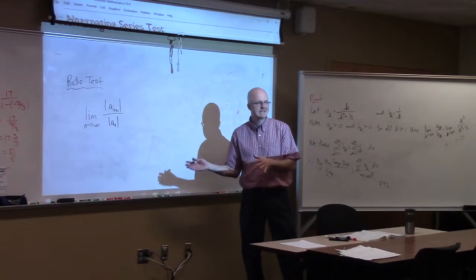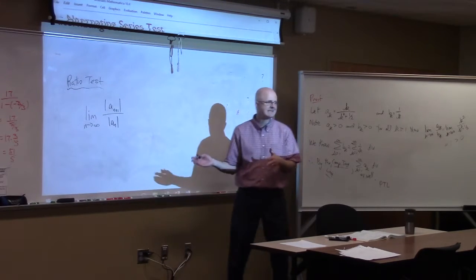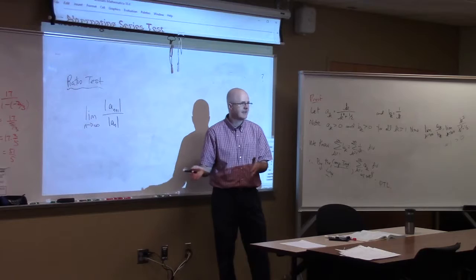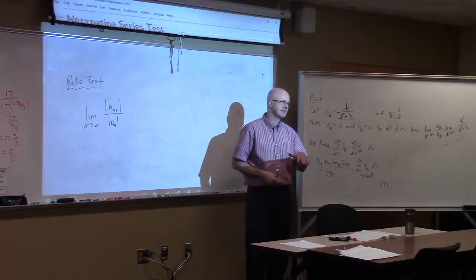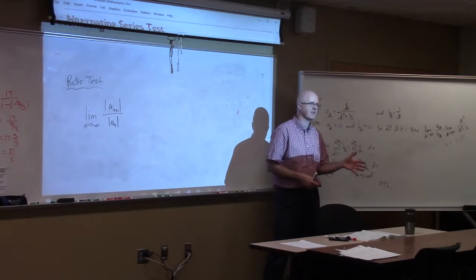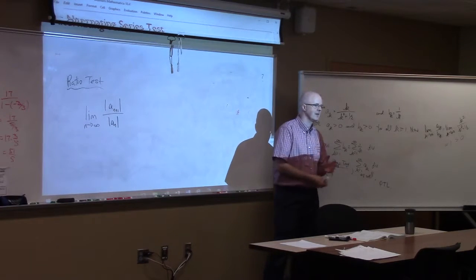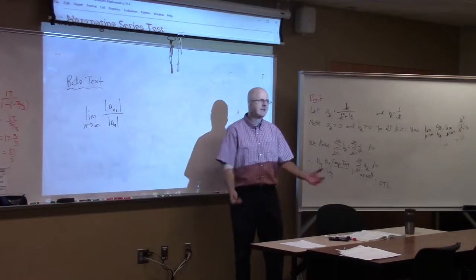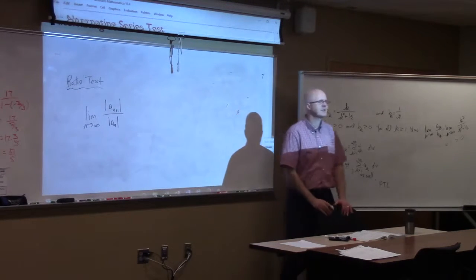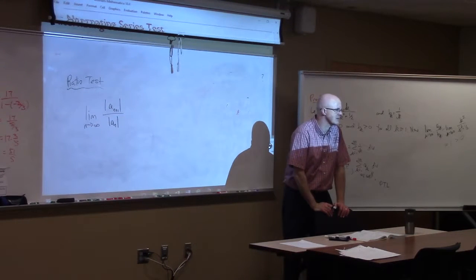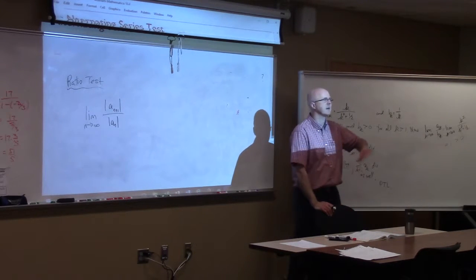If this limit exists and is less than 1, then your series will converge. If it exists and is greater than 1, then your series will diverge. If this limit exists and equals 1, then the ratio test provides no information. You can't conclude it converges or diverges with the ratio test. You need something else.